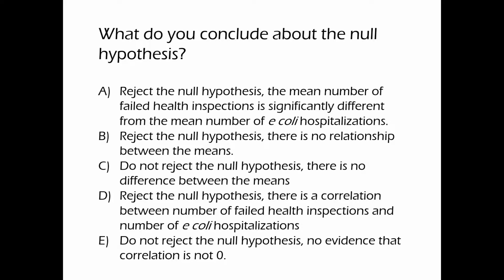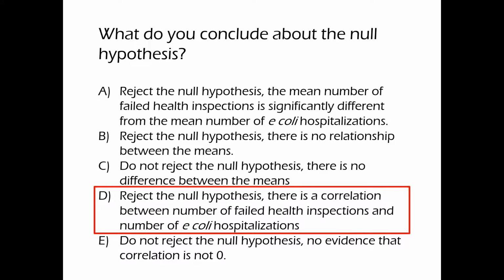So the correct answer is D. When the calculated t is larger than the critical t, the p-value is less than the significance level, which is 0.05. So we can reject the null hypothesis. Then we can say there is a correlation between the number of failed health inspections and the number of E. coli hospitalizations.